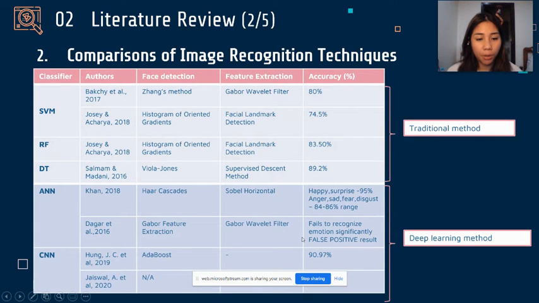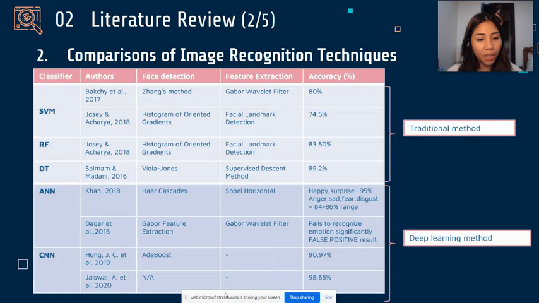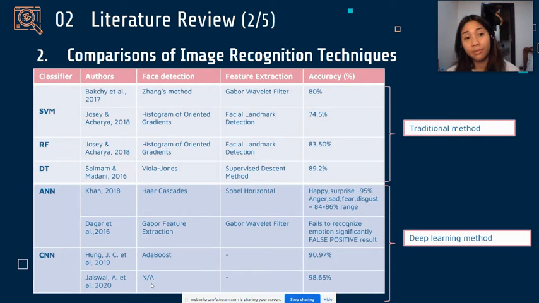For the CNN classifier, we can observe that both of the studies have achieved accuracy of 90% and above, with just using an AdaBoost face detection but no feature extraction, as it is also a part of CNN. For another study, they have conducted face detection, but they didn't state it. So this is very interesting, where we will also want to try different algorithms for face detection.